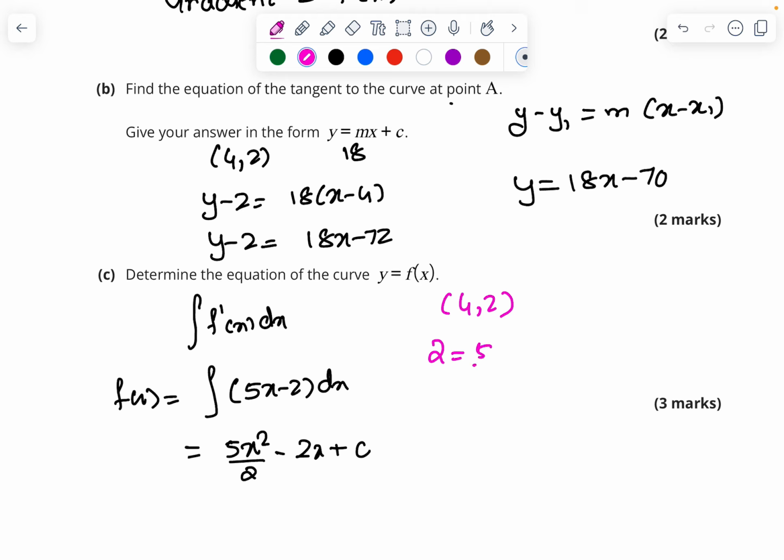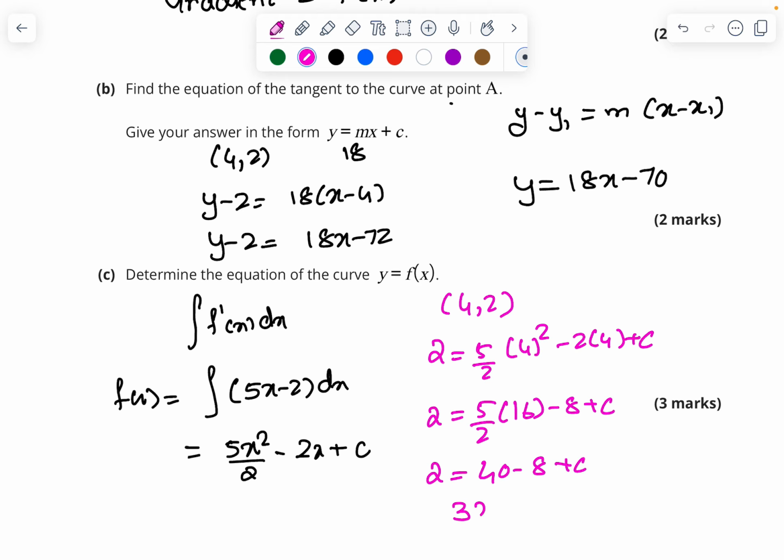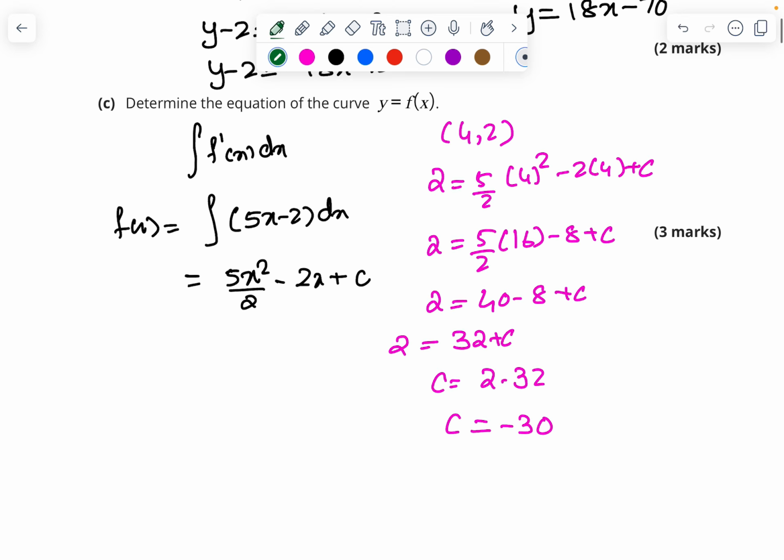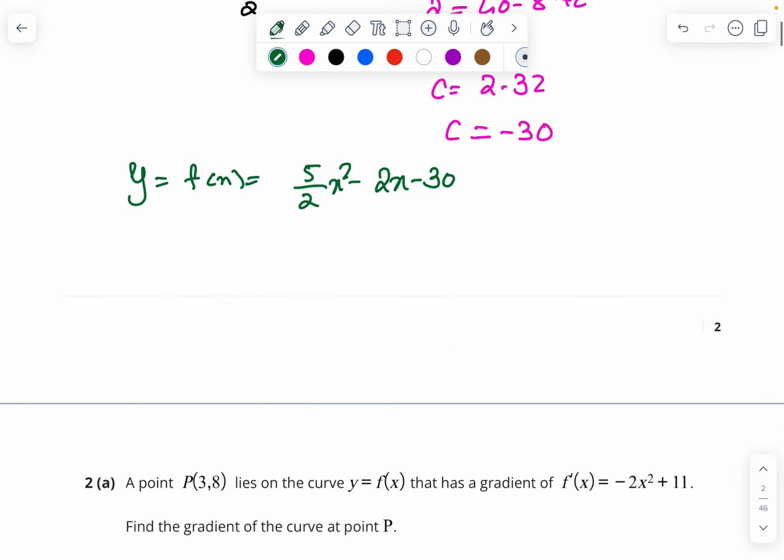2 equals 5 upon 2 times 4 squared minus 2 times 4 plus c. So 2 equals 5 upon 2 times 16 minus 8 plus c. 2 equals 40 minus 8 plus c. 32 plus c equals 2. So c equals 2 minus 32. c equals negative 30. So what's going to be the equation? y equals f of x equals 5 upon 2 x squared minus 2x minus 30. That's going to be the answer.